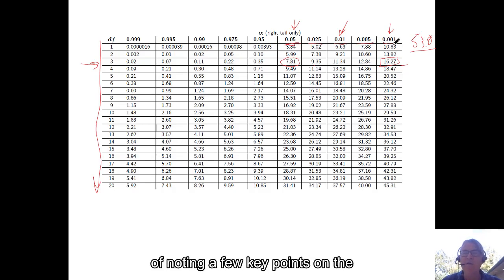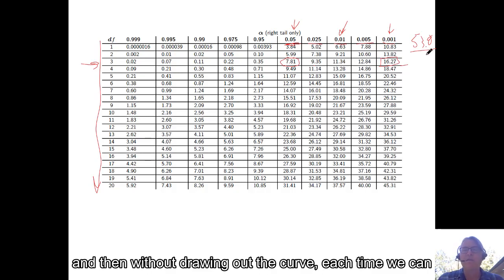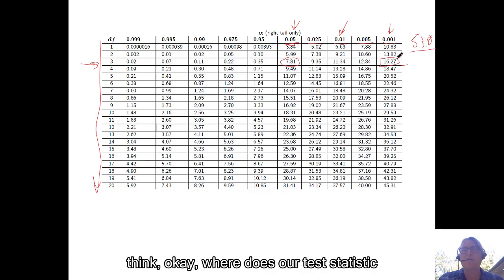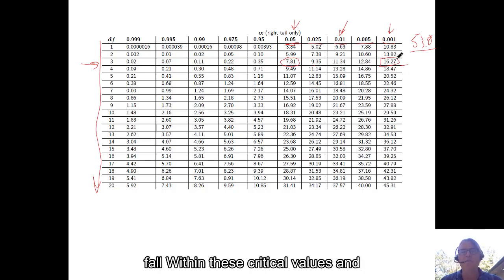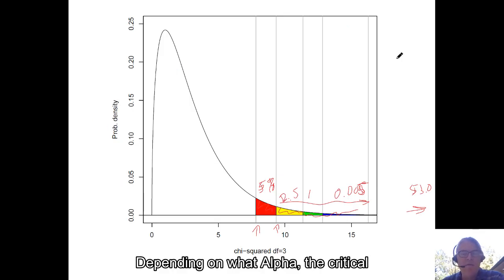So it's just noting a few key points on the curve, and then without drawing out the curve each time, we can think, okay, where does our test statistic fall within these critical values, and that tells us something about the p-value, depending on what alpha the critical values are for.